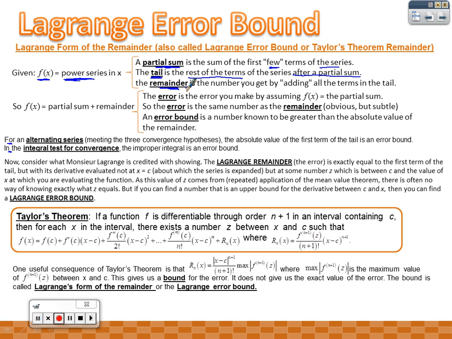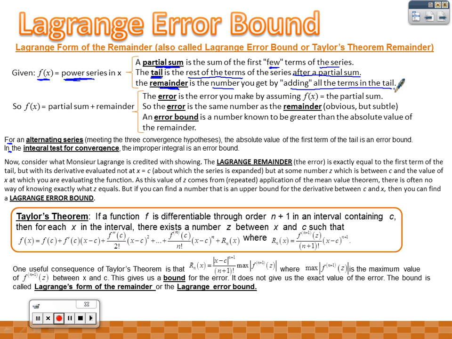And this is just a clarification. Sometimes it just needs to be said out loud what it is. The remainder is the number. It's a quantity that you get by adding all the terms in the tail. I mean, that's what it is. It's all of the leftover terms. Whatever the value of those are, it's called the remainder. We've talked about the remainder before. Remainder is a math word for the error.